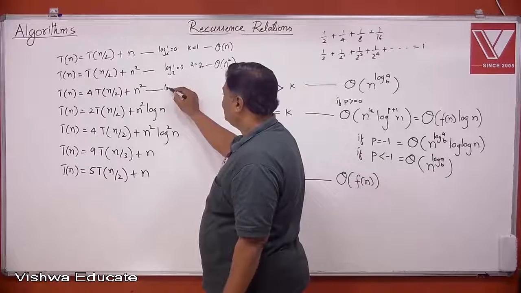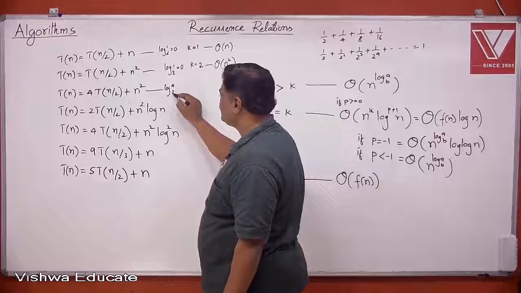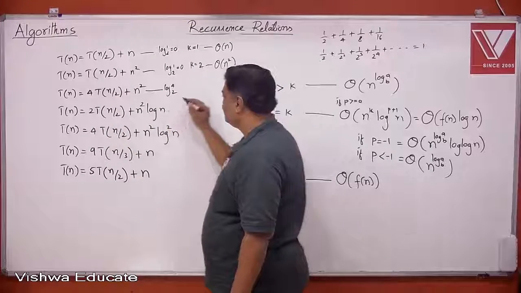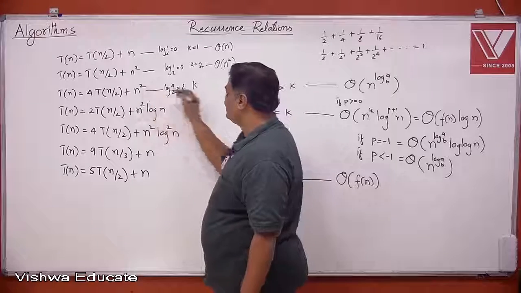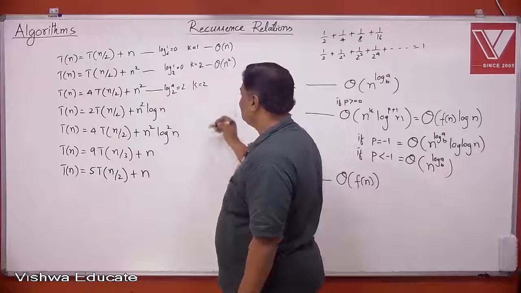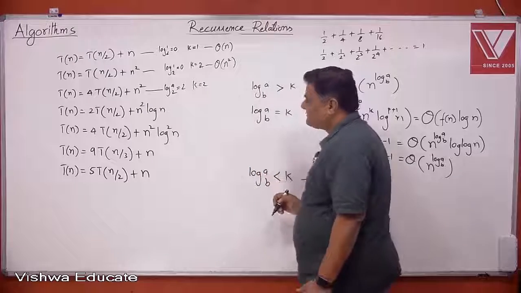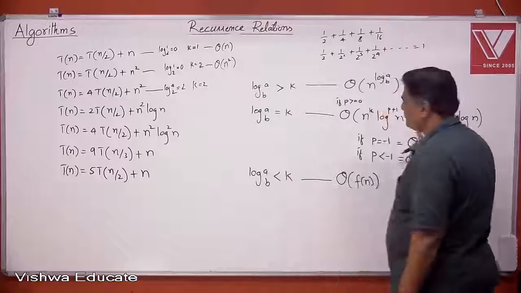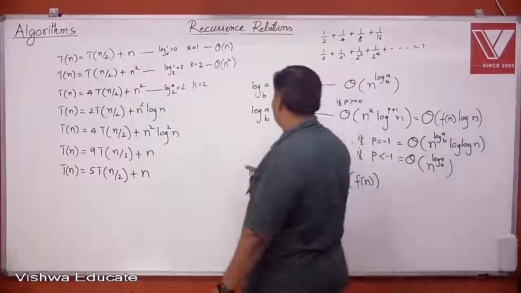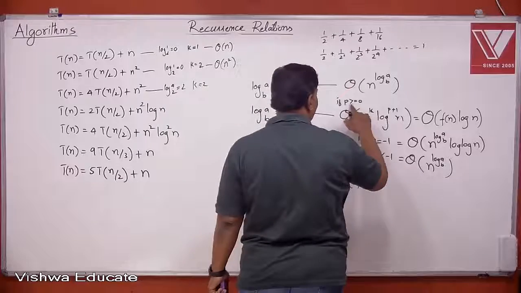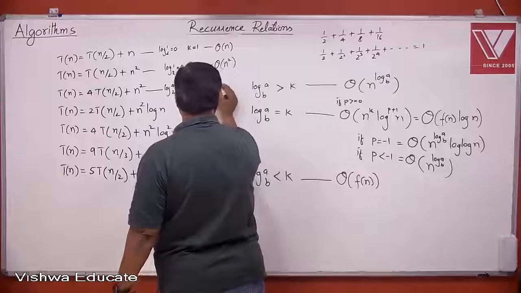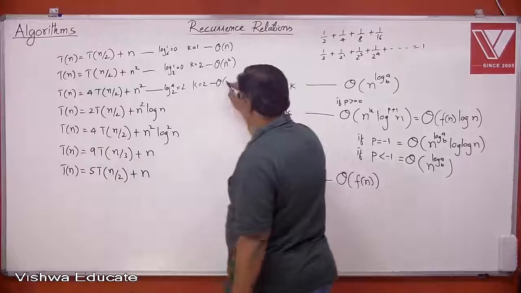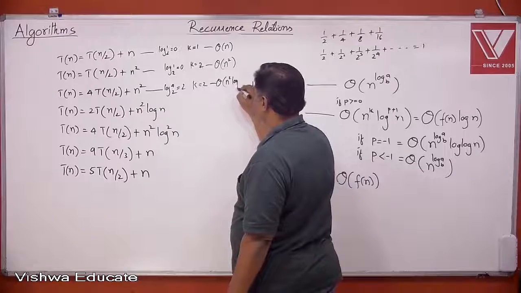Then log a base b, 4 base 2. A is 4, b is 2. 4 base 2 is 2, and k is n square, so that is also 2. Both are equal, so this is coming under case 2. Both are equal means case 2, and p is greater than or equal to 0. P means log n is not there, so log n power is 0. So this is theta of n square log n.